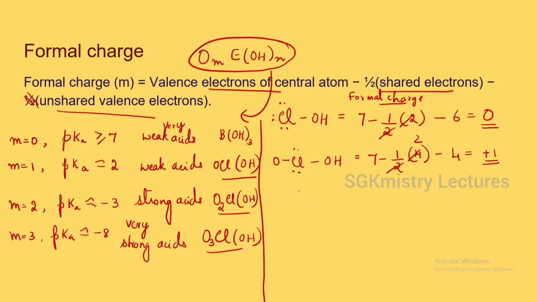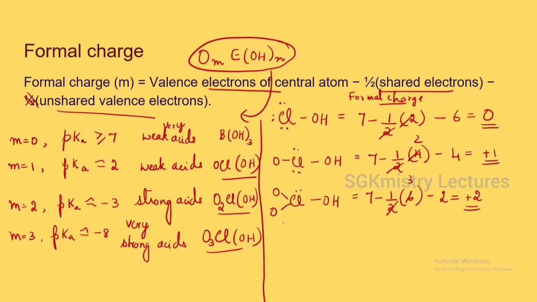Next, let us take one more example. Here we have 2 oxygen atoms attached, and OH. Here there is only one lone pair of electrons, because it is already forming 3 bonds. So 7 minus half into, now how many bonds are formed? There are 3 bonds, so obviously 6 electrons are shared and there is only one unshared pair of electrons. So 7 minus 3 is 4, 4 minus 2 is 2.